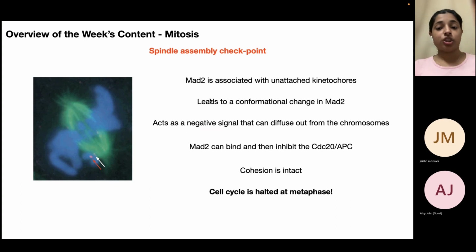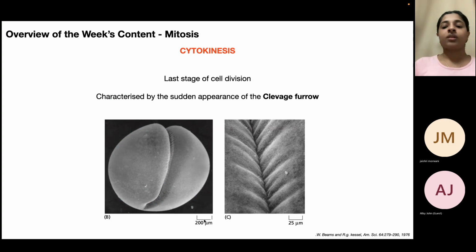Now, if it's attached, it leads to a conformational change, and this MAD2 is able to diffuse out from the chromosomes and inhibit APC degradation. So cohesin is intact. Unless and until MAD2 binding is lost, the cohesin will not start getting degraded, and because of this the cell cycle will be halted until proper orientation happens in the metaphase itself.